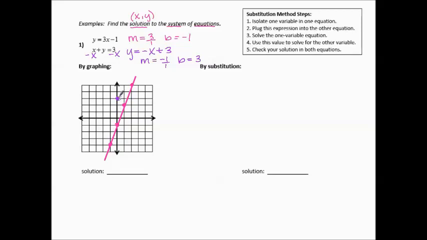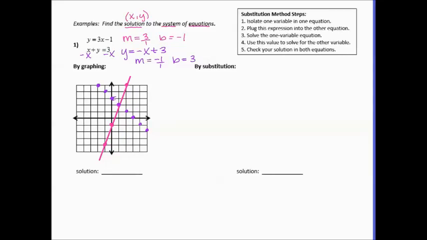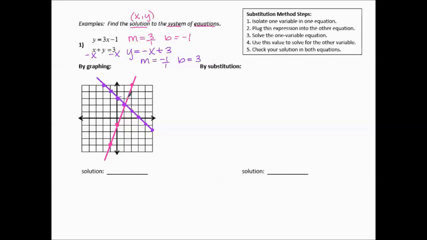When I graph that, I start at 3, and I go down 1, over 1, down 1, to the right 1, go back up and fill in the rest of my points, and connect my dots to form my line. I notice my intersection point right here is that I go to the right 1 and up 2. So my solution is the point 1, 2.